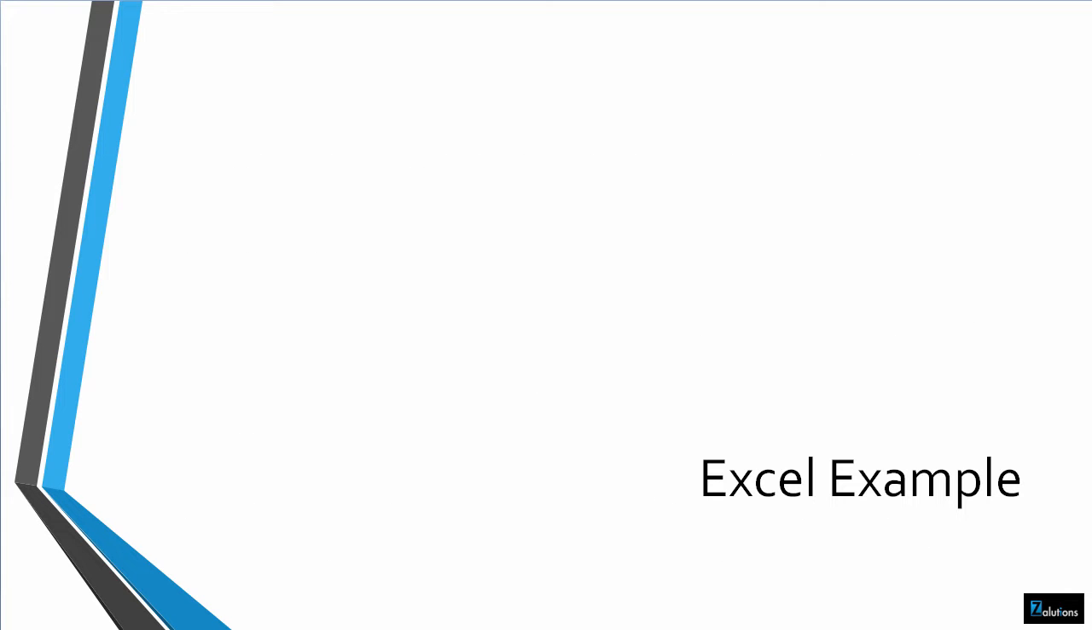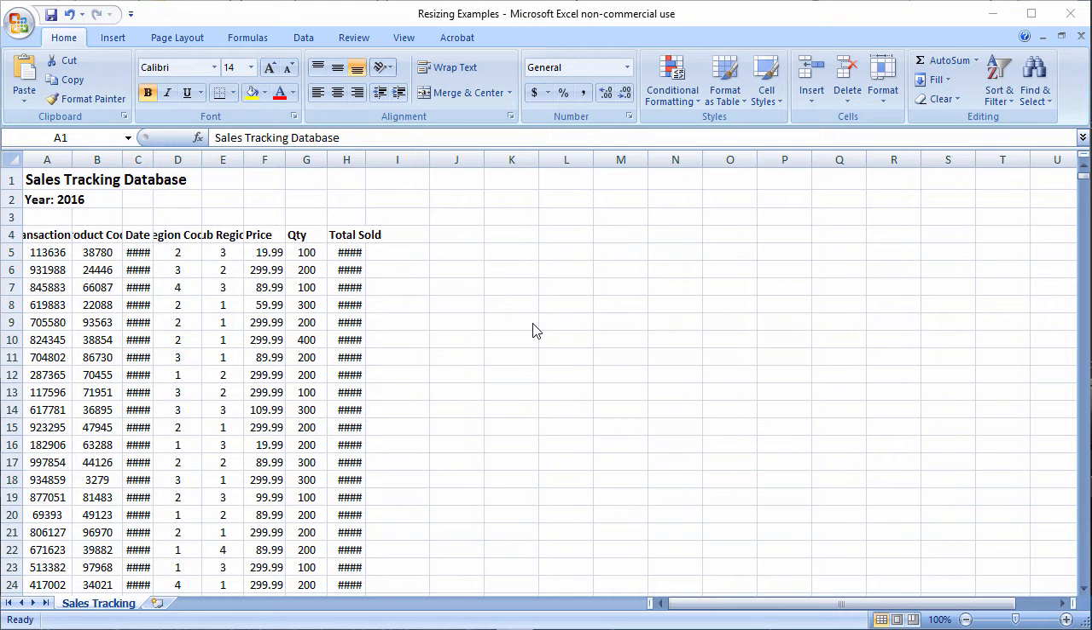Now we will cover an Excel example to illustrate these resizing tools. Suppose we have the following Excel spreadsheet with data contained in columns. As can be seen, each column is not displaying the data properly. A lot of the data is hidden and cannot be seen by the user.